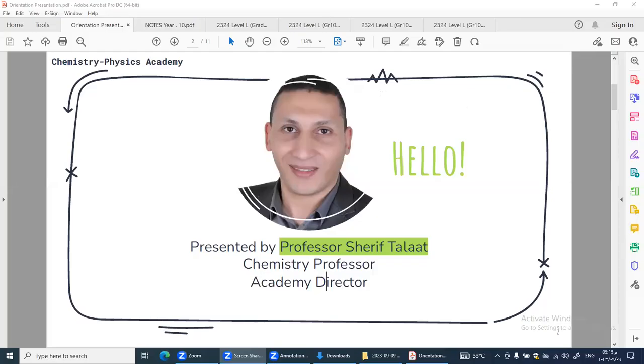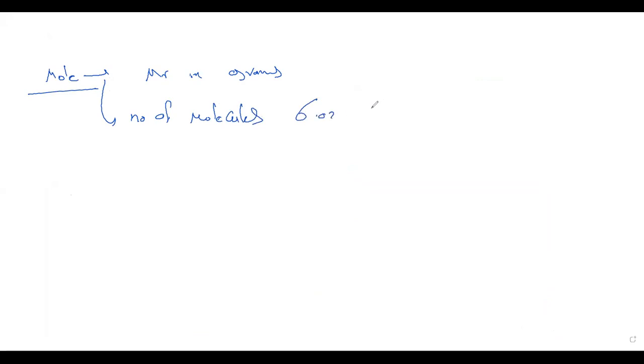In chapter 3, summarized in calculation of number of moles. What is meant by mole is the molar mass in grams, or the number of molecules, which is equal to 6.02 times 10 power 23. So the concept mole is the molar mass. What is meant by molar mass?